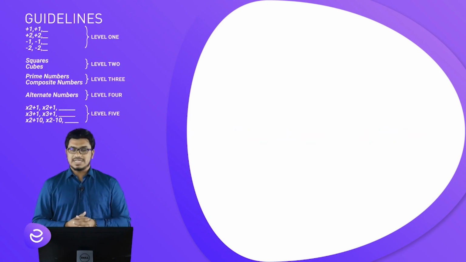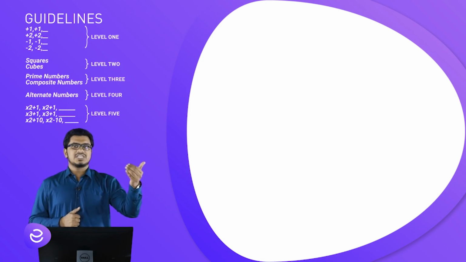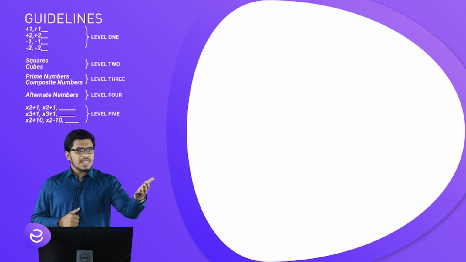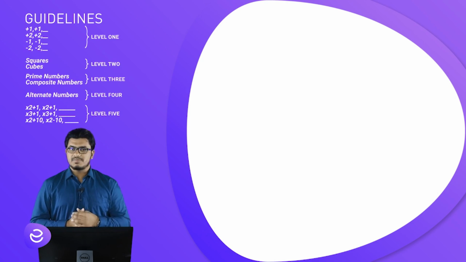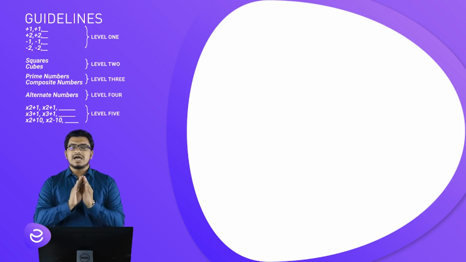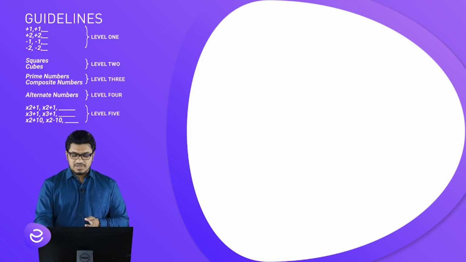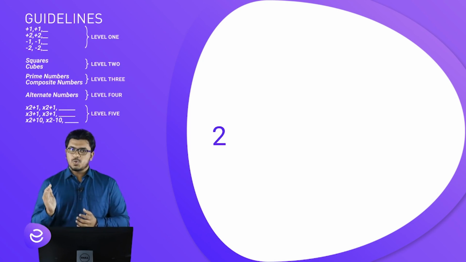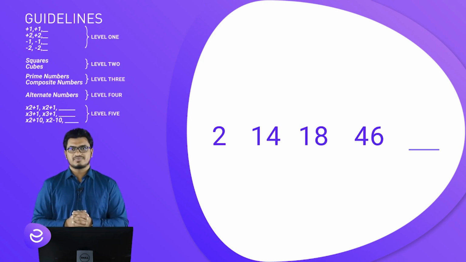The last level in the number series, we have 5 levels, 5 toughness levels. These are actually not very tough. The first level is the difference question. Next one is the squares and the cubes. The third one is the prime number and the composite number. The fourth level is the relationship between alternate numbers, and the last level question is actually a mixture of all the above said questions. I'll give you an example, 2, 14, 18, 46, dash.